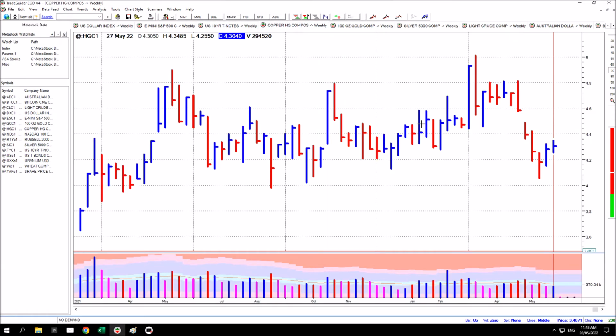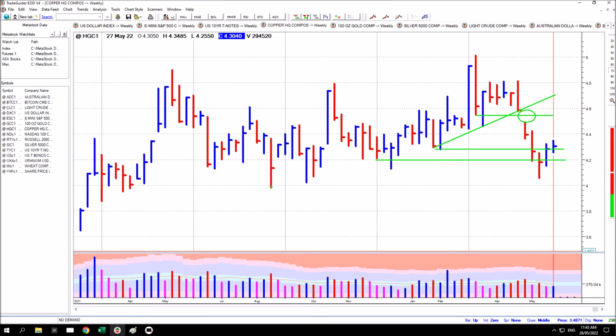Copper price futures. Copper price futures broke down a month or so ago. You can see price gapped below these two levels, and that was significant for this market.